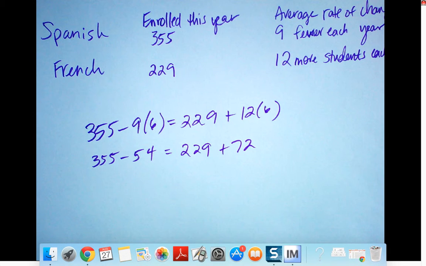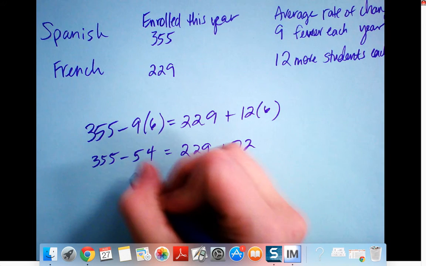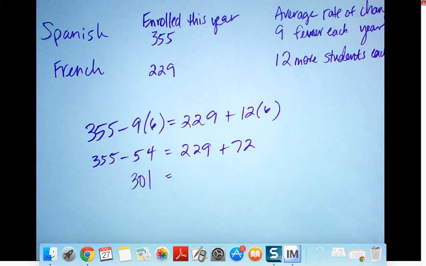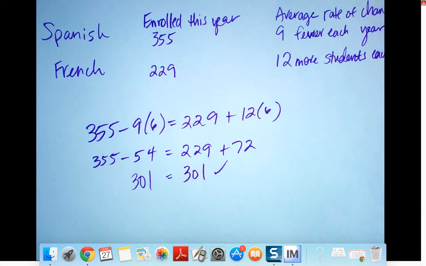All right, 355 minus 54 is 301. And 229 plus 72 is 301. So our initial answer of 6 years from now, when French and Spanish will have the same number of students enrolled, is correct.